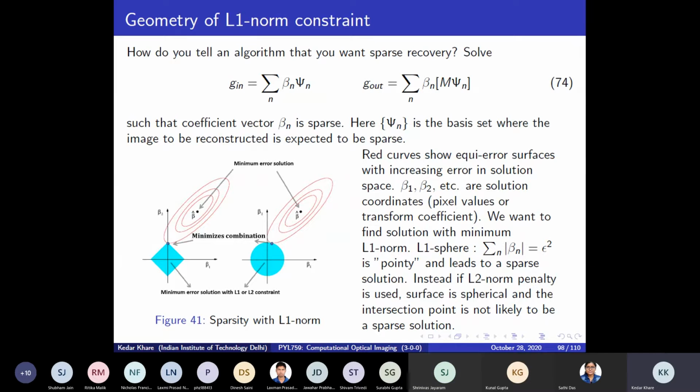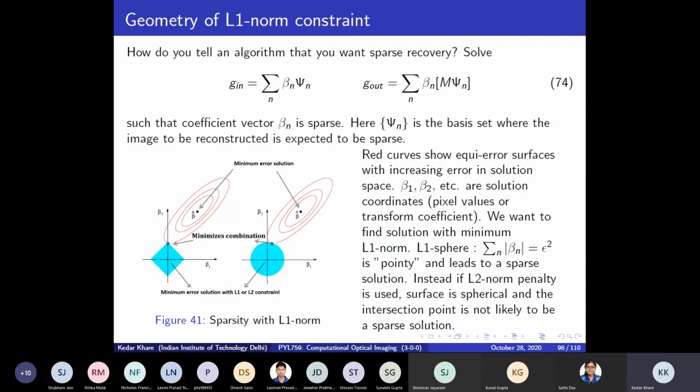But in the L1 geometry, if you think about an L1 sphere, it is going to be like this, because you want to find a contour where mod of beta 1 plus mod of beta 2 is equal to epsilon. Okay, so this point here is epsilon, and again this point here is epsilon. But if I take the equation beta 1 squared plus beta 2 squared equal to epsilon squared, that will be on the boundary of this region. If I take mod beta 1 plus mod beta 2 equal to epsilon, that will be on the boundary of this diamond shape.